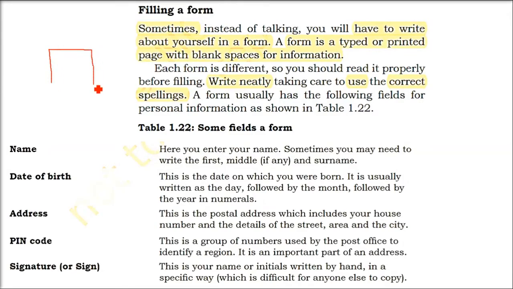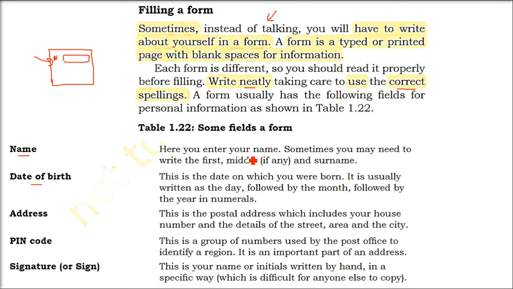Many times you have to fill a form to introduce yourself, to fill information about yourself like name, date of birth, address, PIN code, signature. So you need to write. Most of the time you need to speak, but if you are not speaking, you're writing, then you need to be very clear that you write well. Your spellings have to be correct, because now your spellings and the things which you have written are representing you as a human being.